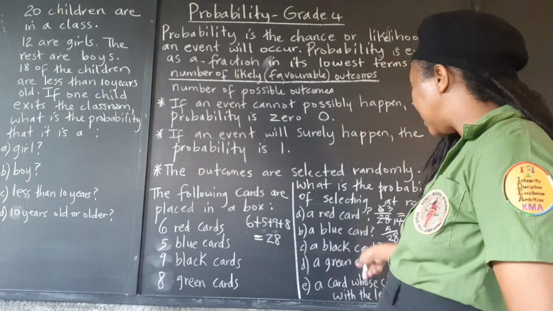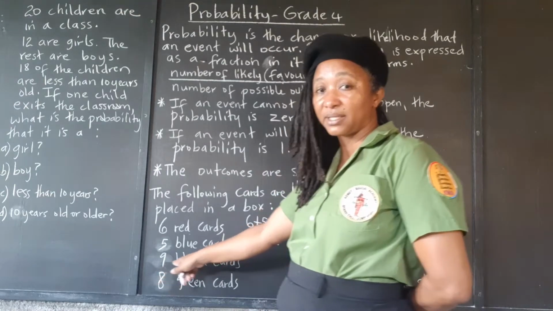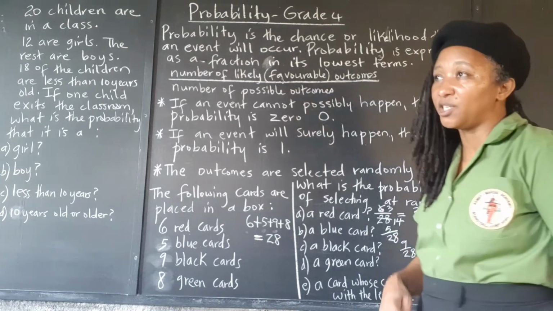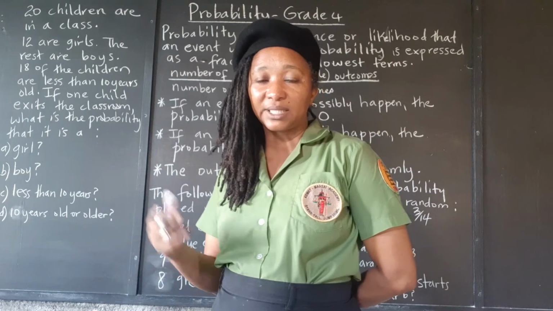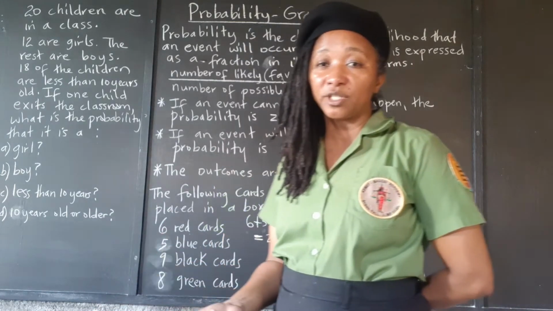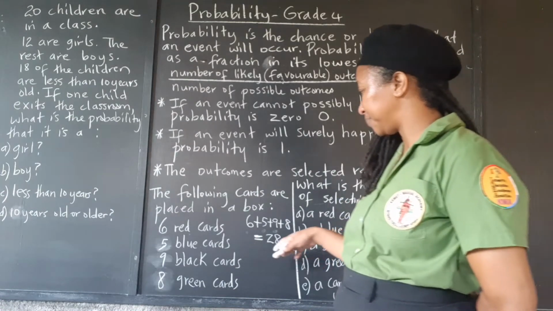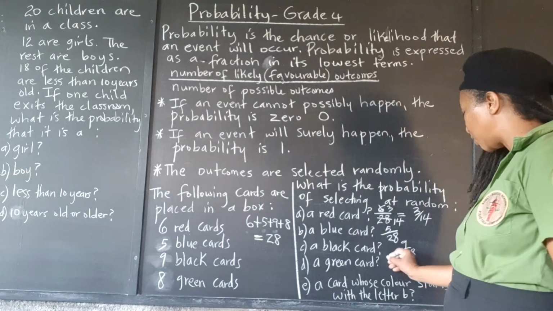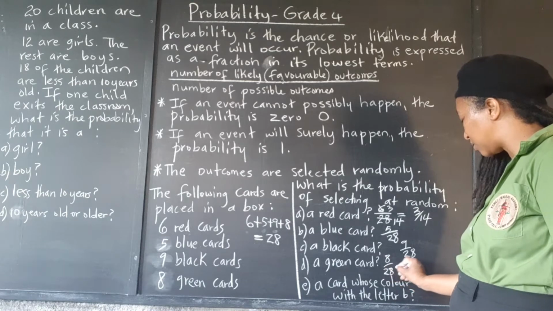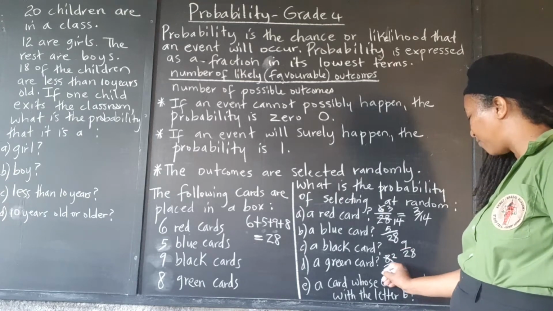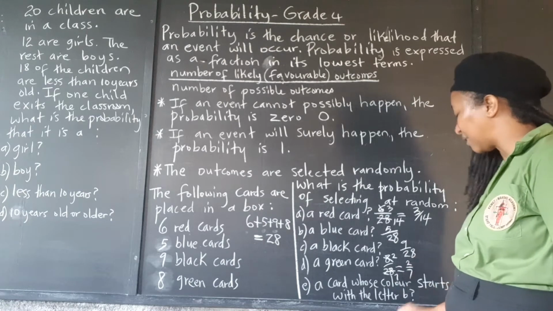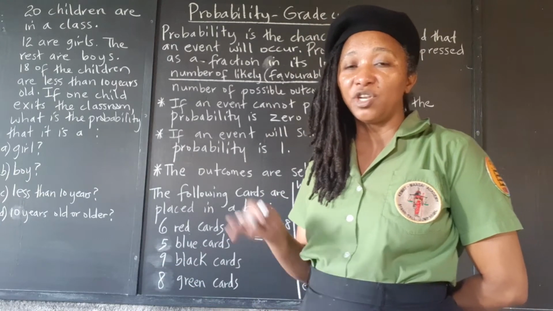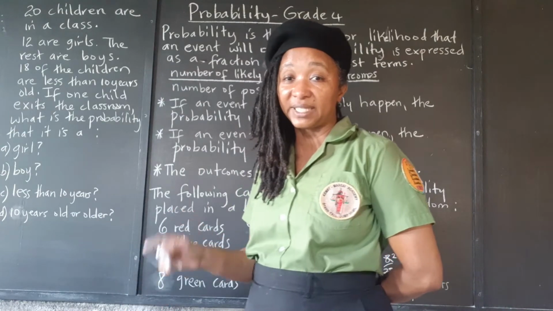What's the probability of choosing a black card? Now there are 9 black cards, so that would be 9/28. And of course the probability of not choosing a black card, 28 take away 9, that's 19. 19 out of 28 chance of not choosing a black card. What's the probability of choosing a green card? There are 8 green cards, so that would be 8 over 28, which can be reduced. 4 into 8, 2, and 4 into 28, 7, so that's 2/7. The chance of choosing a green card is 2/7. So the chance of not choosing a green card is 5/7.